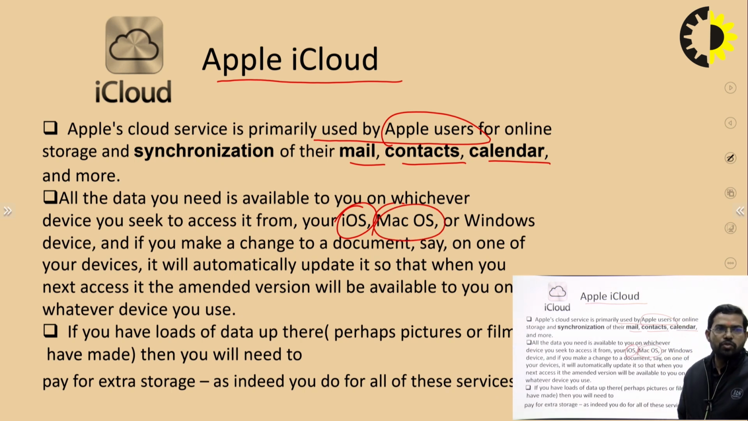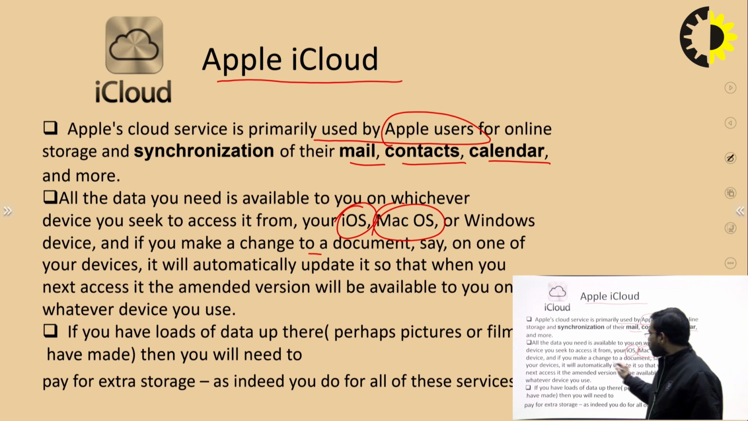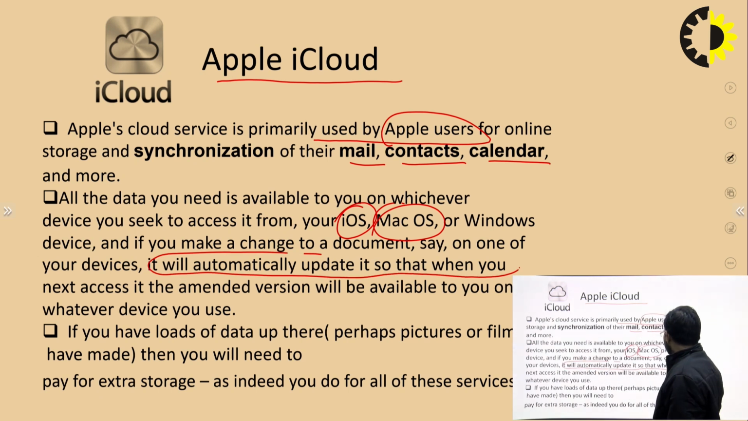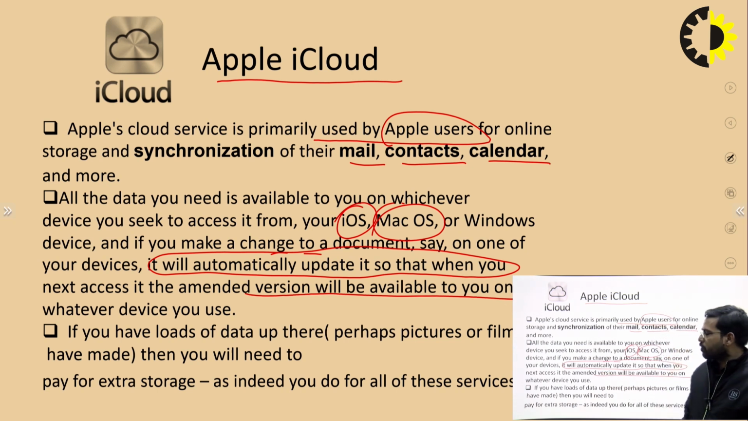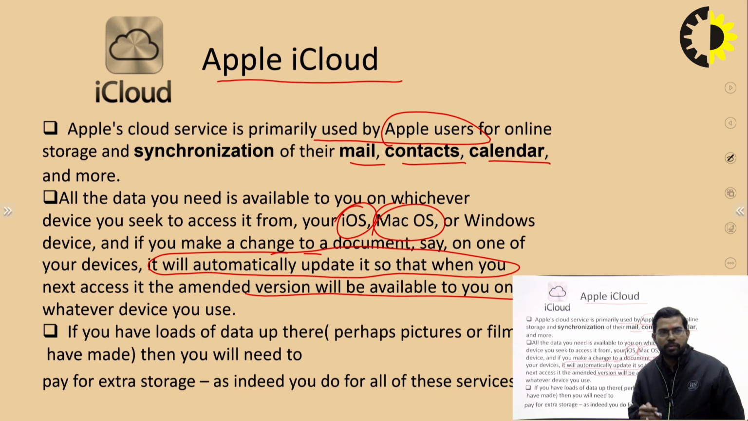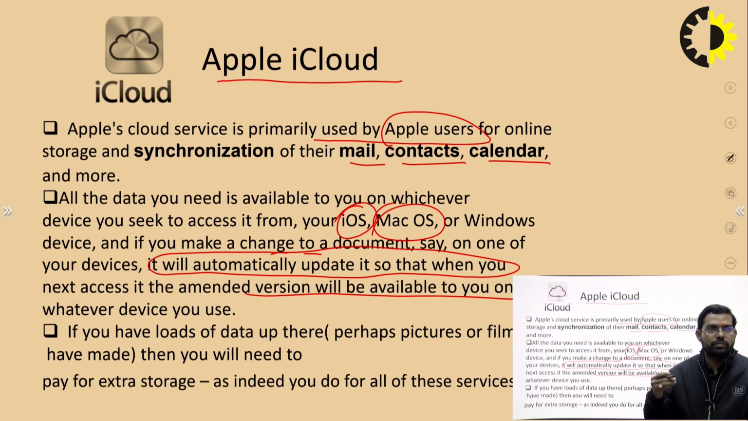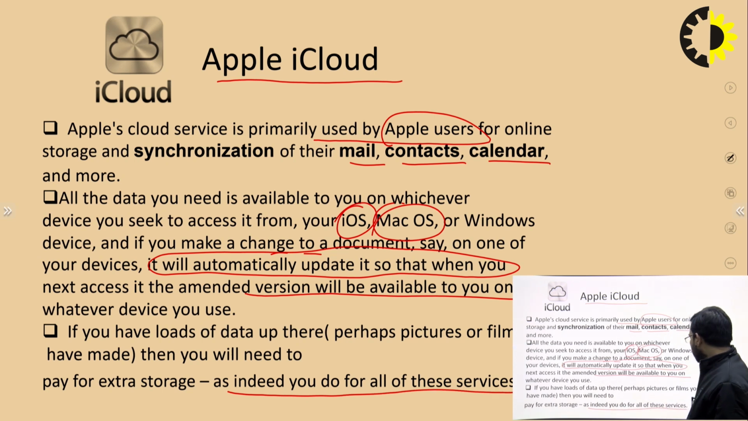And if you make a change to a document on one of your devices, it will automatically update it, so that when you next access it, the amended version will be available to you on whatever device you use. So for example, I have added some data to these cloud storages, and automatically they have saved the data, and whenever we require that edited data, we can use it. If you have loads of data up there, perhaps pictures, then you will need to pay for extra storage, as indeed you do for all these services.